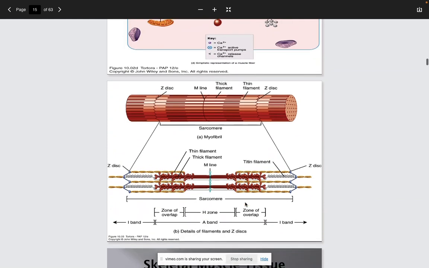So here we go. The I band, you can see that there's only thin filaments present within the I band, right? But the H zone is going to be thick filaments only, okay? The H zone only has thick filaments, but the I band has thin filaments, okay? And this A band is going to be a zone of overlap, right?